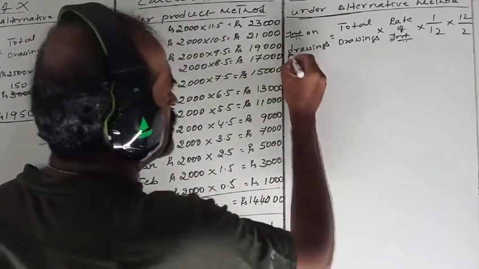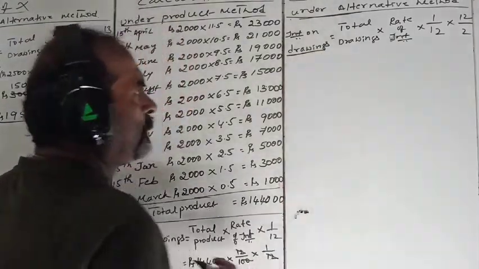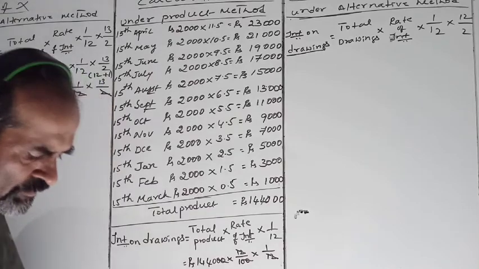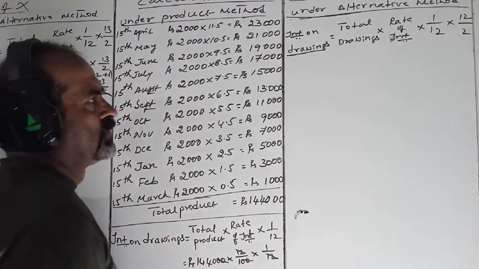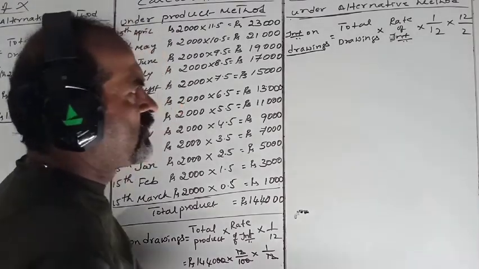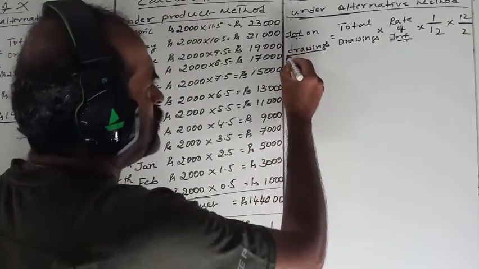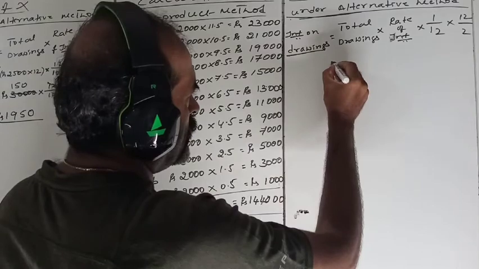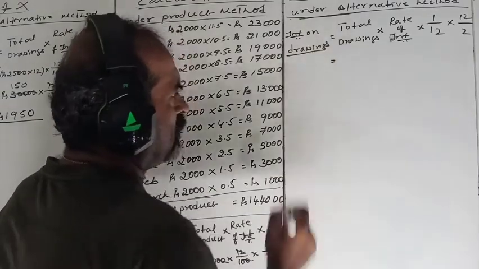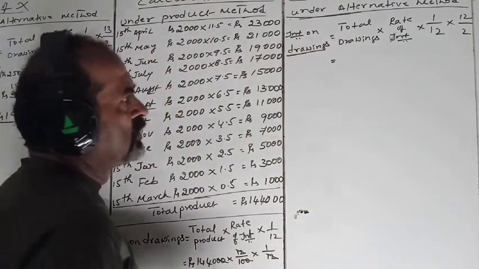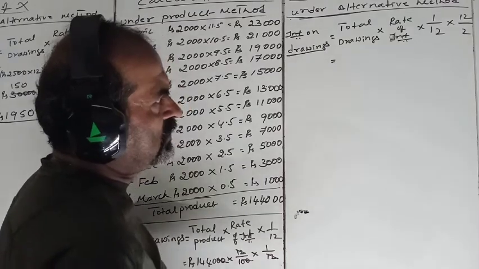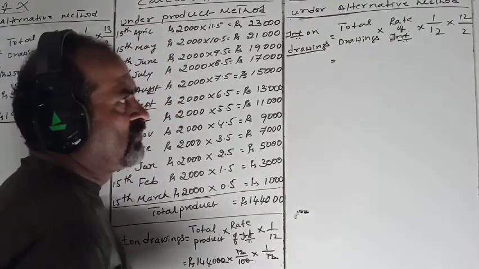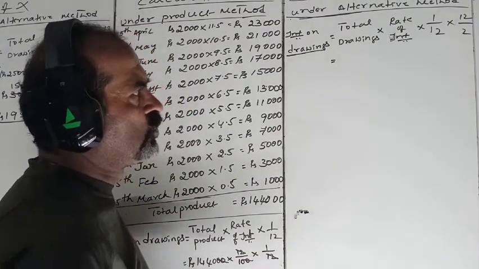First, understand the formula for the calculation of interest on drawing. When the partner withdrew in the middle of every month, the total drawings into rate of interest into 1 by 12 into 12 by 2.